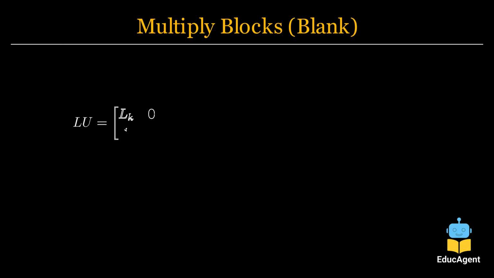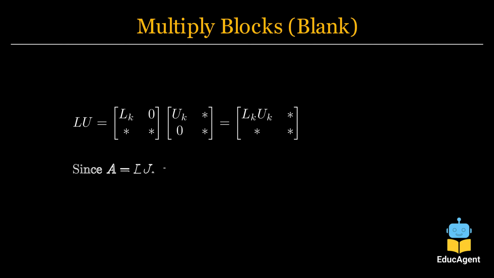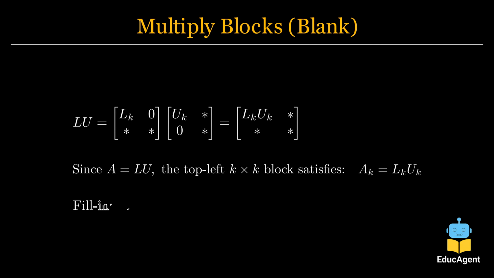Multiplying blocks, the top left block becomes L_K U_K because the zero block kills the cross term. And since the top left block of A is A_K, we get the factorization immediately. That's the missing expression. A_K factors into L_K U_K.